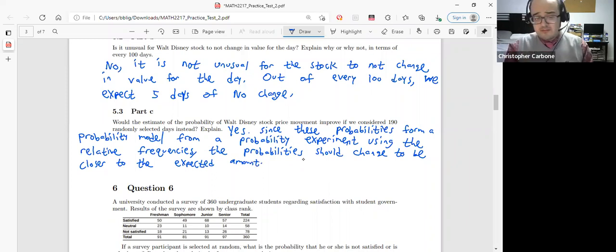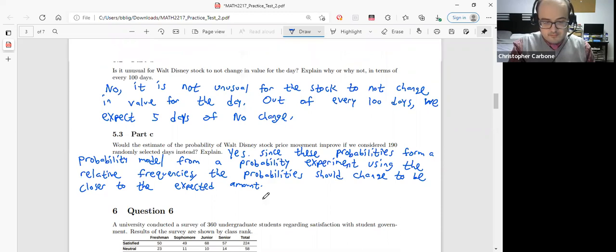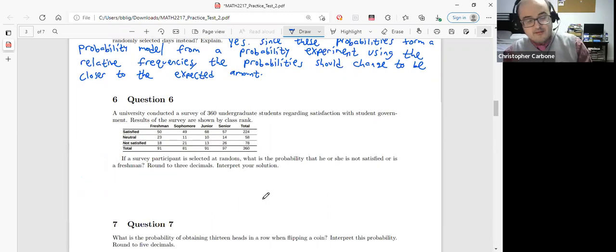Okay, question number 6. I have a contingency table. A university conducted a survey of 360 undergraduate students regarding satisfaction with student government. The results of the survey are shown by class rank in this table. If a survey participant is selected at random, what is the probability that he or she is not satisfied or is a freshman? You want to round to 3 decimals and interpret your solution.